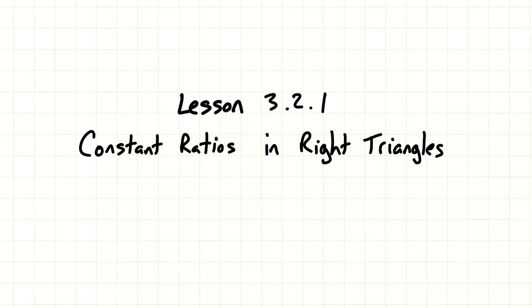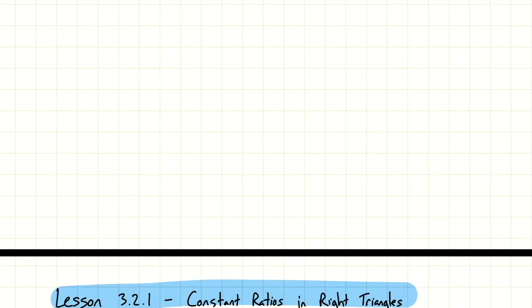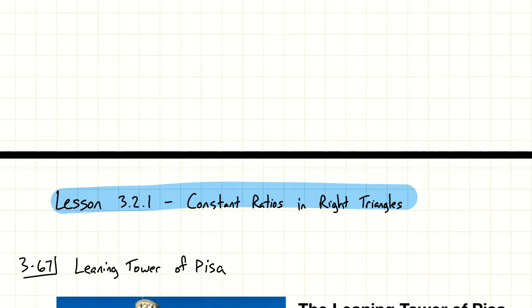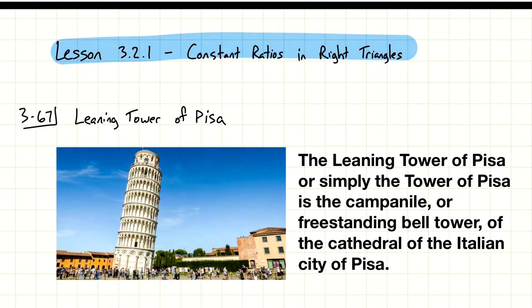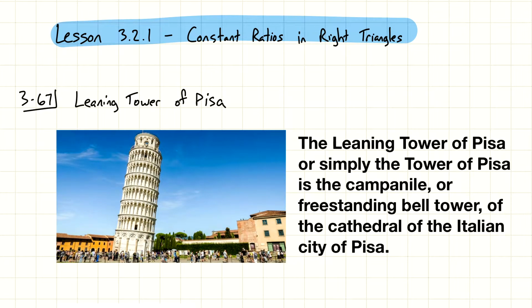Hi everyone, this is lesson 321, constant ratios in right triangles. In this lesson, this actually takes us to another part of the world, looking closer at the Leaning Tower of Pisa.